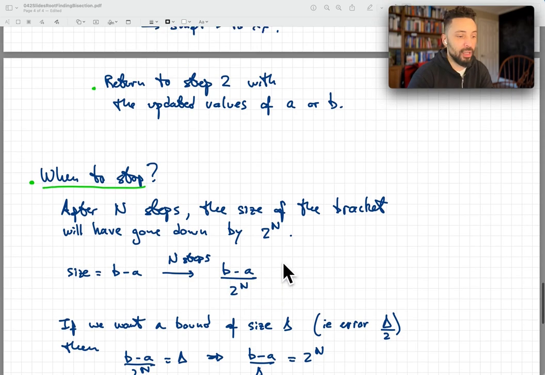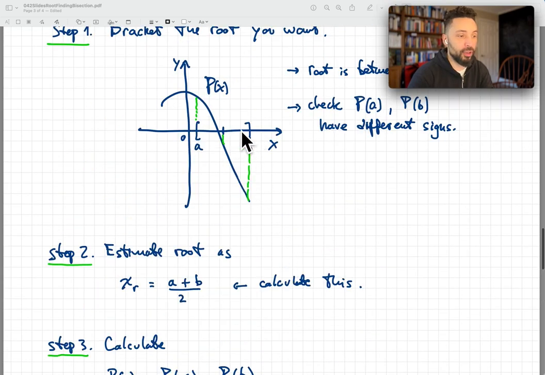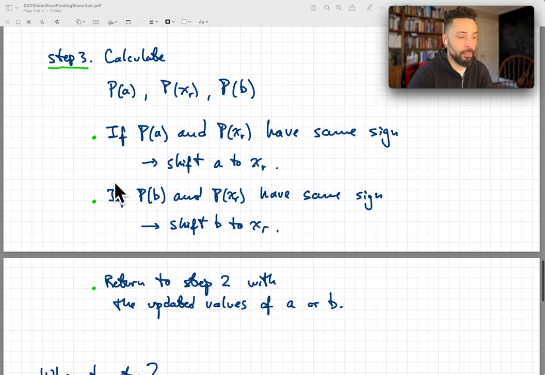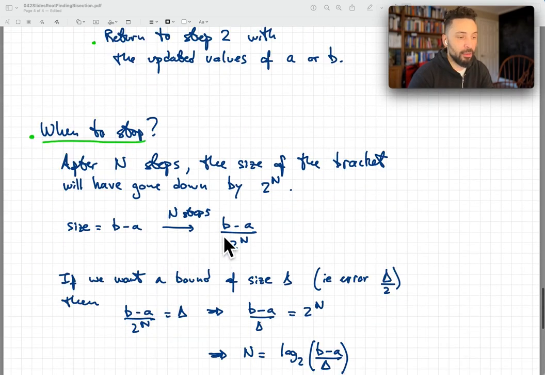So you see, after the first step, we discarded this chunk and the interval got reduced by a factor of 2. So now we're only focusing on this half. After the second step, this a is going to be shifted to the middle here, and we're now going to have 1/4 of the original interval, and so on and so forth. And so what that tells us is that after n steps, again, we'll have b minus a divided by 2 to the n.